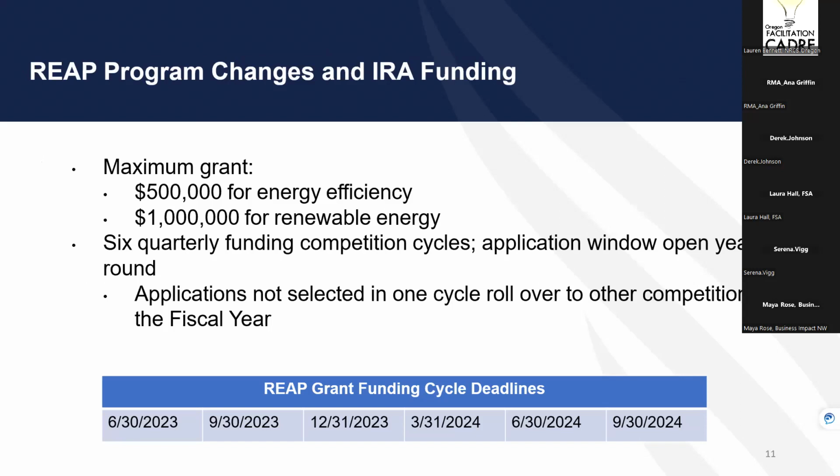For the grant maximums, it's $500,000 for energy efficiency and $1 million for renewable energy. Another new change is that there are now 6 quarterly competitions through September 2024. Previously it was semi-annual, but now the application deadlines are quarterly. Applicants are welcome to apply anytime; it's not a hard deadline. The deadline just determines when we batch up all the applications and score them against each other. If an application is not funded in one quarter, it can roll over to the rest of the competitions within a fiscal year, but it can't roll over between fiscal years.